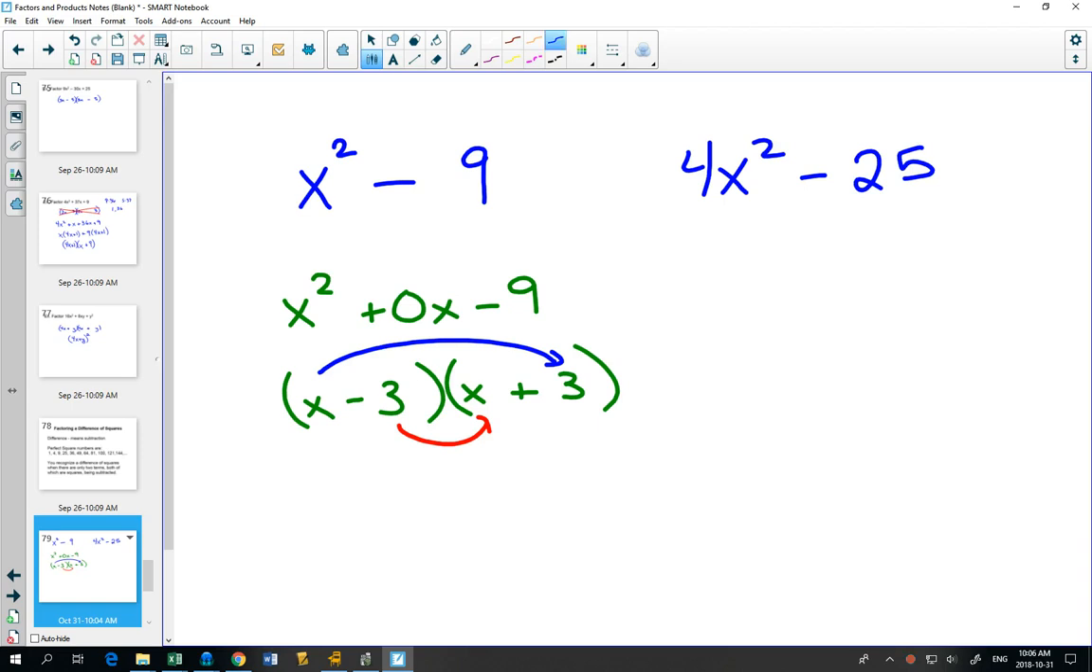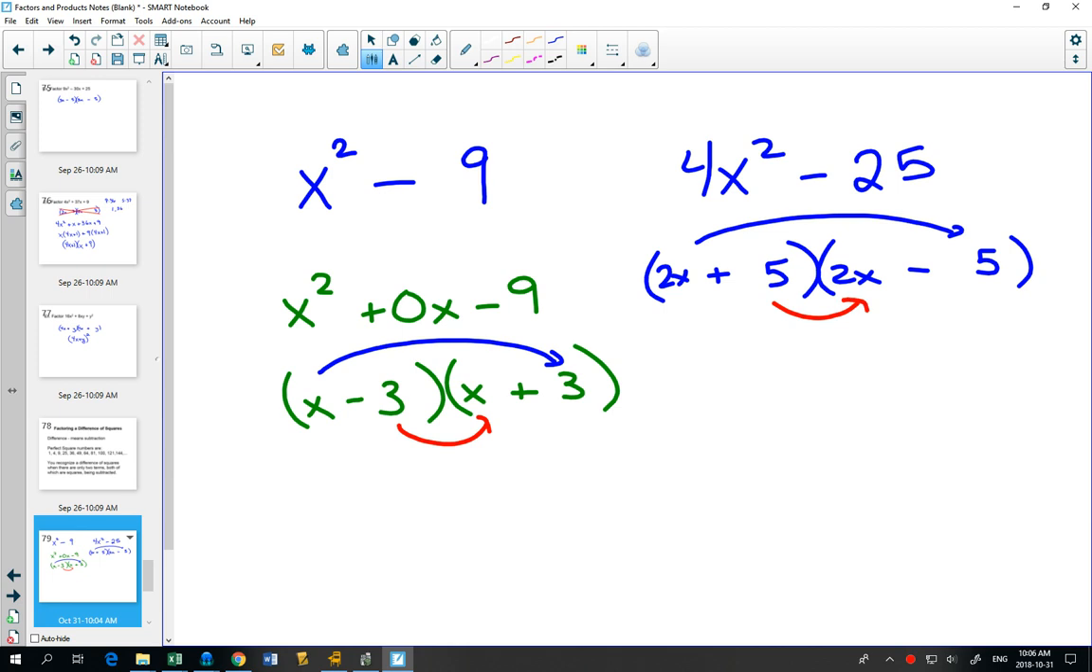So let's look at this one over here. I can make the first ones the same because that's a perfect square, 2x and 2x. I can make the last ones the same because 25 is a perfect square, 5 and 5. And if one of them is positive and one of them is negative, let's check what happens with our outside and our inside. If you multiplied this out, can you see that the outside would be minus 10x, the inside would be plus 10x? They would go away.